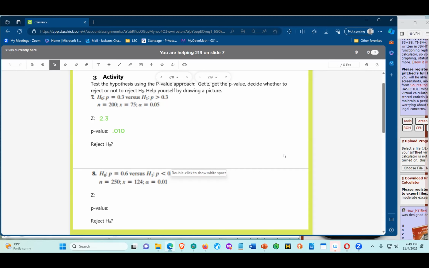So for reject H0, would I put yes? I think it'll be yes. Why do you think it's yes? Because wouldn't it be that the p-value is lower than the 0.05? Exactly. Yes.